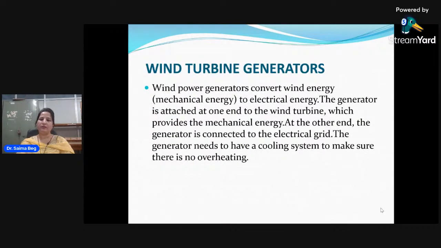The next important part of the wind turbine is the wind generator. What is the function of the wind generator? A wind power generator converts wind energy, which is mechanical energy, into electrical energy. The generator is attached at one end to the wind turbine, which provides the mechanical energy. At the other end, the generator is connected to the electrical grid. These generators need a cooling system to make sure there is no overheating.